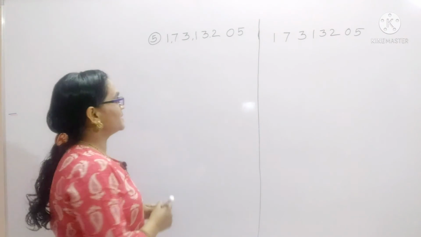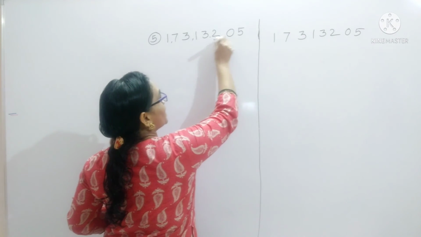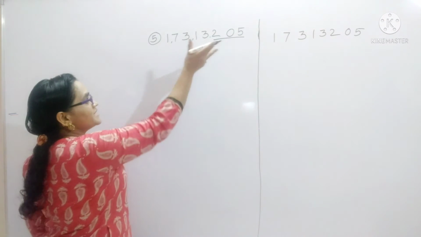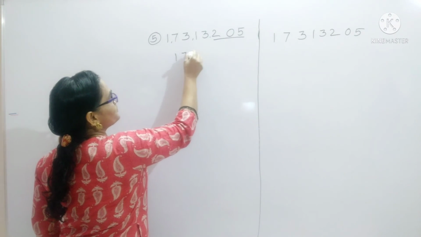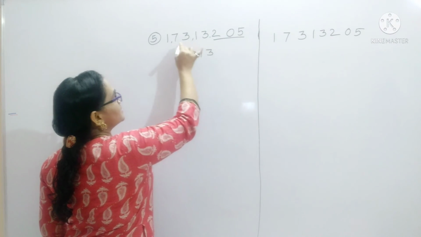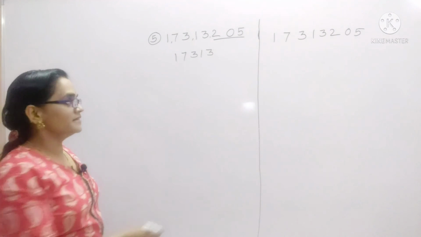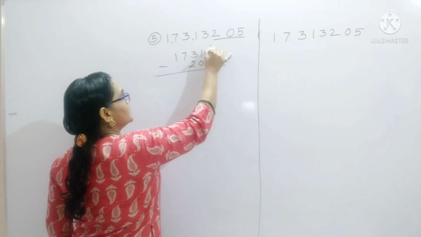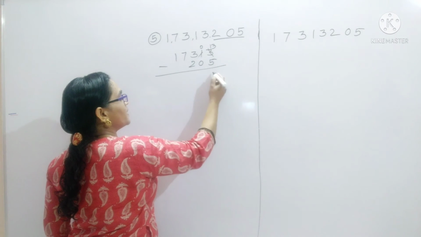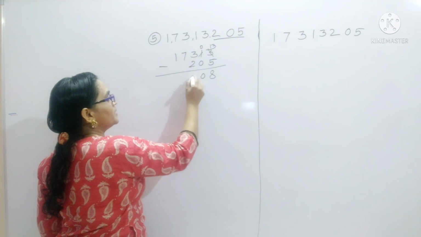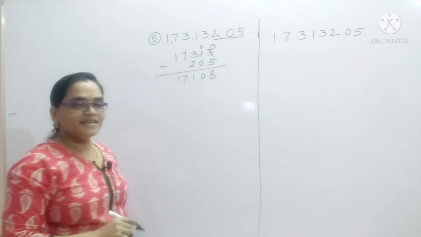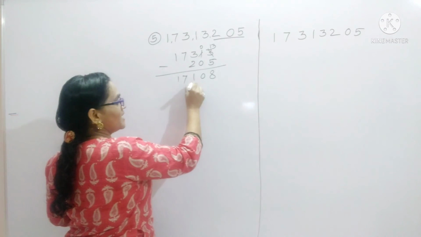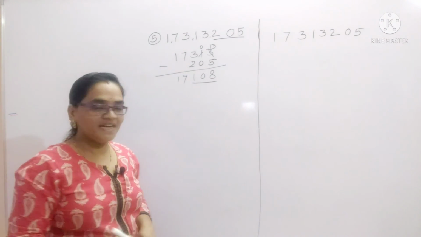The fifth example is 1,73,13,205. Check whether this number is divisible by 13 or not by applying the first rule. 205 is the last 3-digit number formed. Then subtract 205 from the remaining number, which is 17,313 minus 205. 13 minus 5 is 8, 0, 3 minus 2 is 1, 7 and 1. Now here again we got a 5-digit number. Continue the same process. Check the last 3-digit number found, which is 108.